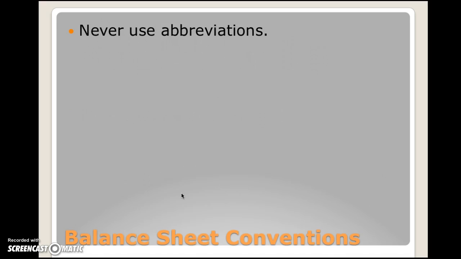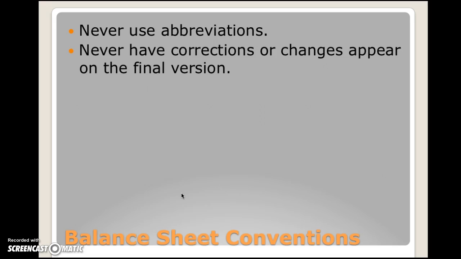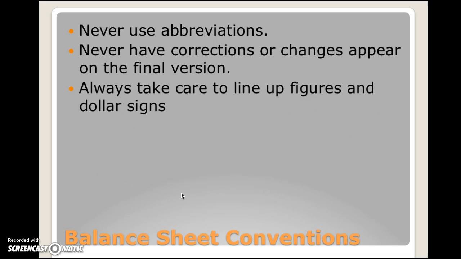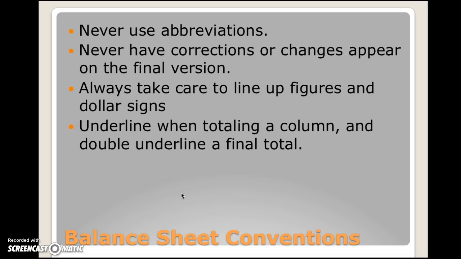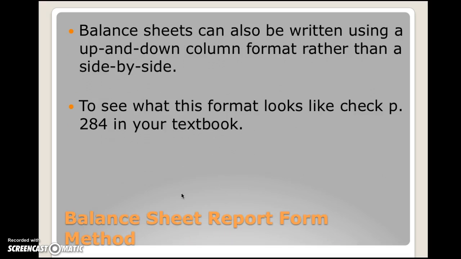You should never use abbreviations. You should never have corrections or changes appear on that final version. Everything should be corrected by the time you get there. And you should always take care to line up all your figures and your dollar signs. You have to underline when totaling a column and double underline a final total. Balance sheets can also be written using an up and down straight column format rather than the side-by-side format. To see this, you can go to page 284 in your textbook.